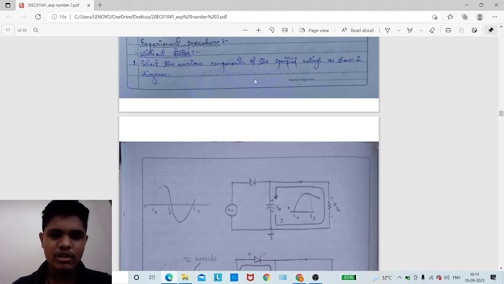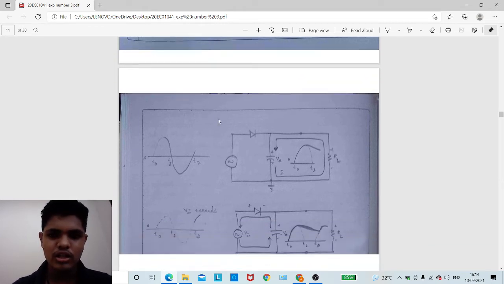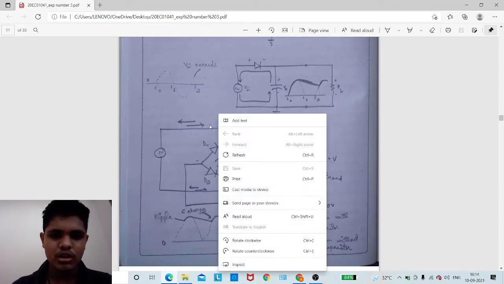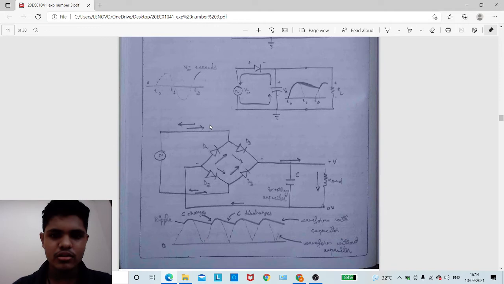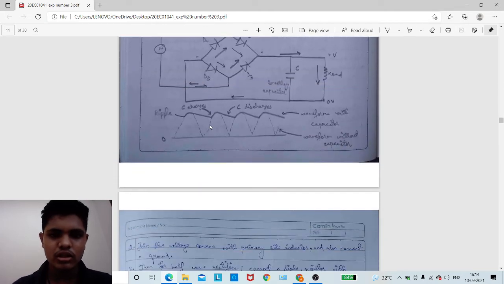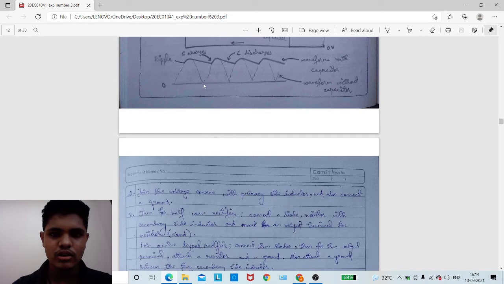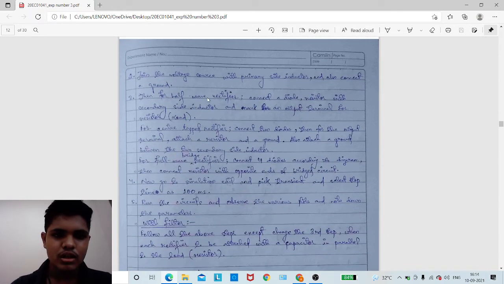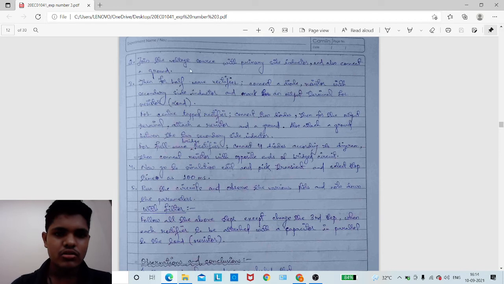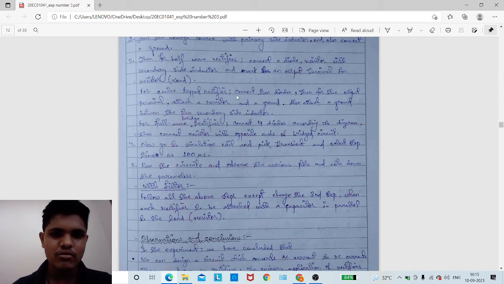We select various components of specific ratings as shown in the component table, and these are the circuit diagrams for the full wave bridge rectifier, and this is for ripple voltage. And again the procedure: join the voltage source with the primary side inductor and also connect to a ground. After that, for the half wave rectifier, connect a diode and resistor with a secondary side inductor and mark an output terminal for the resistor. For the center tap rectifier, connect two diodes, and then for the output terminal, attach a resistor and a ground as shown in the circuit diagram.